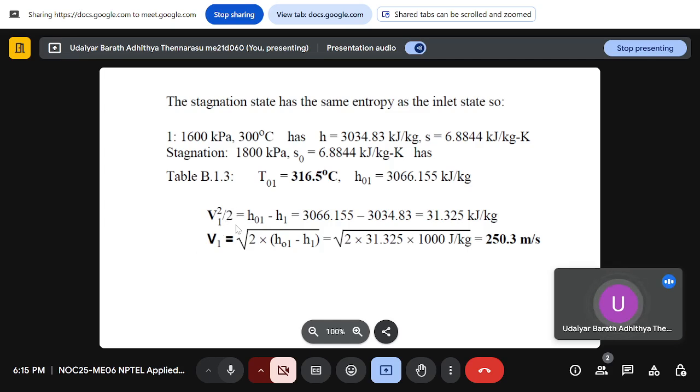So V1 square by 2. So writing your equation, H1 plus V1 square by 2 equals H0 1 at state 1. So we know H naught 1 is the stagnation property, minus your enthalpy. So this difference is equal to V1 square by 2. So we can find out velocity. So V1 is root of 2 times H naught minus H1. So it comes out to be 250.3 meters per second.